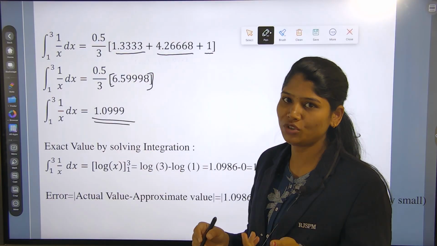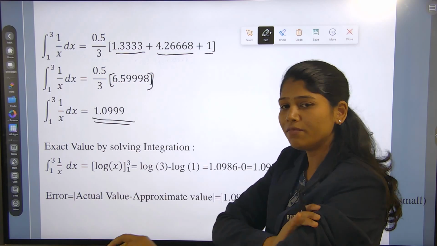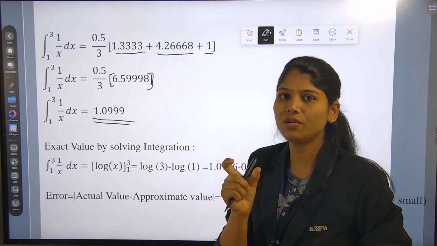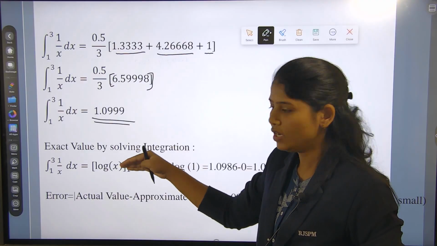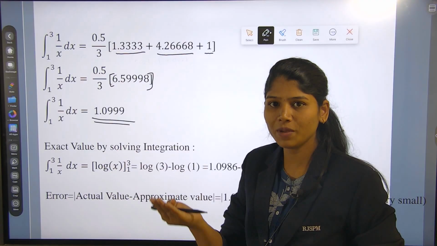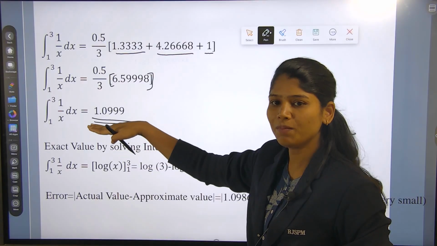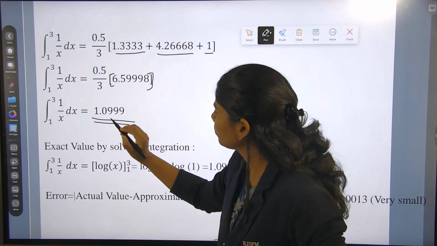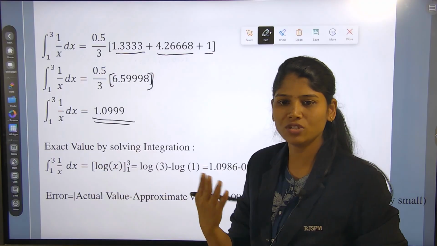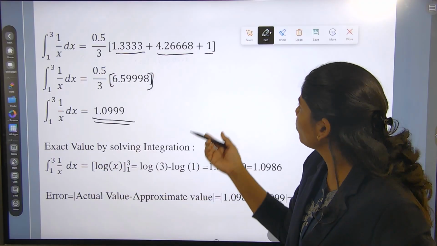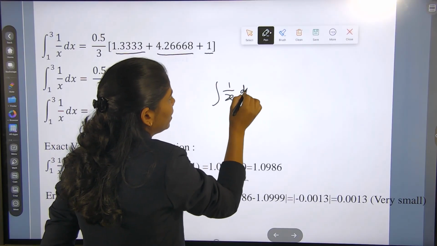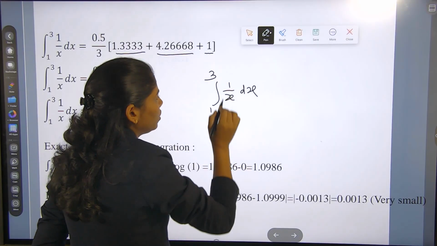Now find the actual value. If it is mentioned in the question to compare the actual value with the approximate value, then you can solve these 3 terms. If it is not mentioned in the question, then complete the answer till this. Then for the exact value, directly solve the integration. We know the formula for integration of 1 upon x dx. The interval is 1 to 3.